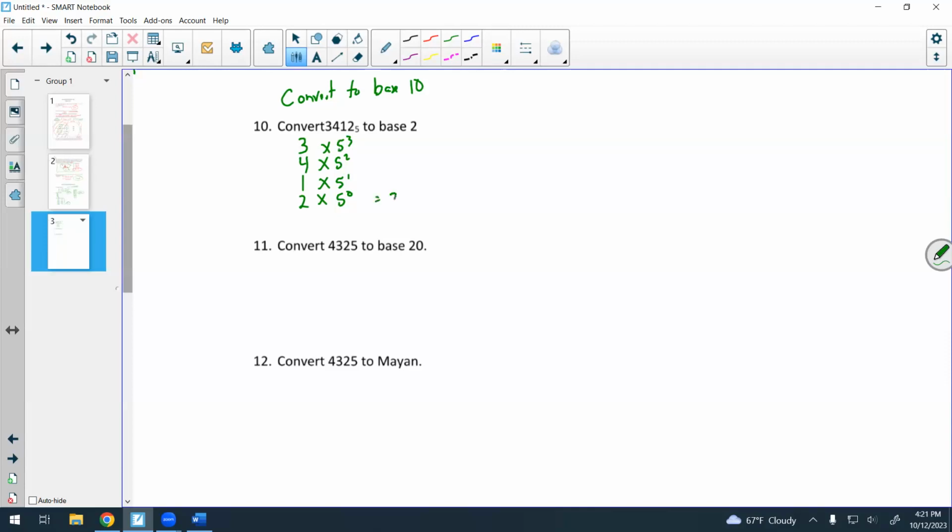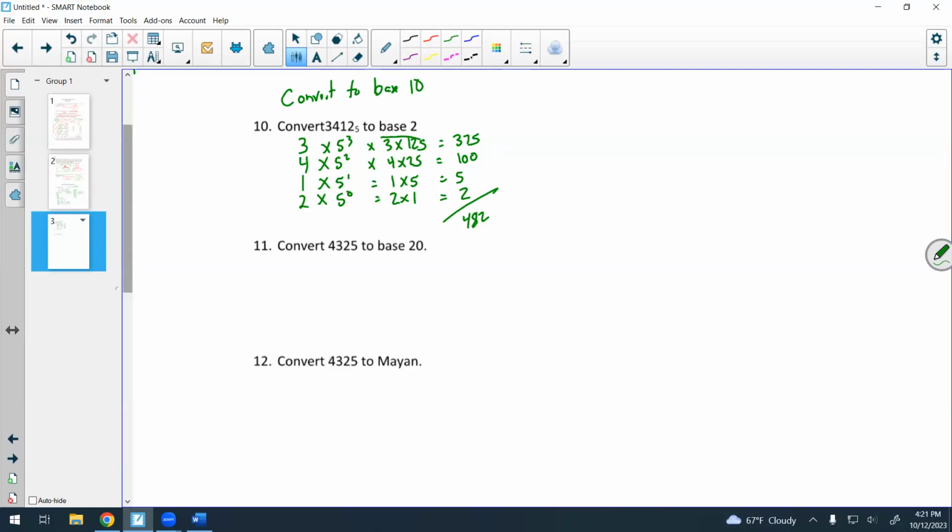So this is 2 times 1, 1 times 5, 4 times 25, and 3 times 125. That's 375, 100, 5, and 2, which is 482. And I've got a lot of people that stop there. We're not done though. I need it in base 2.